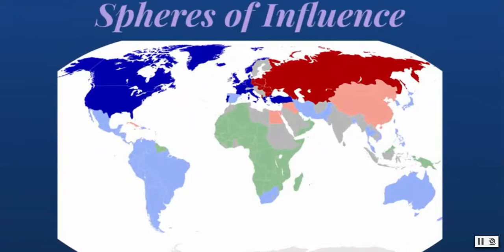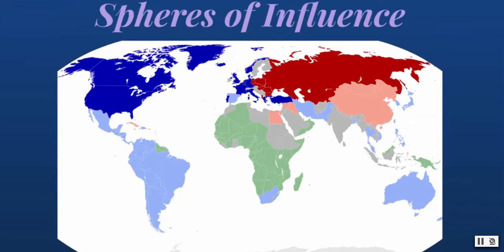And basically on this map, what you can see is that anything that's blue was in the American sphere of influence, and anything in red was in the Soviet sphere of influence. A sphere of influence is any area in which one country, for example the USA or Russia, had a lot of power over another country or countries.